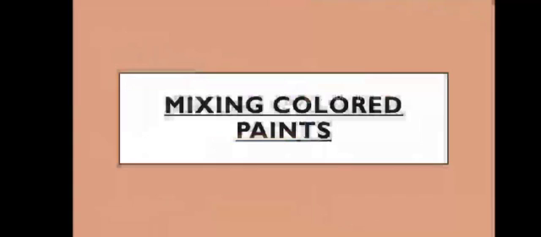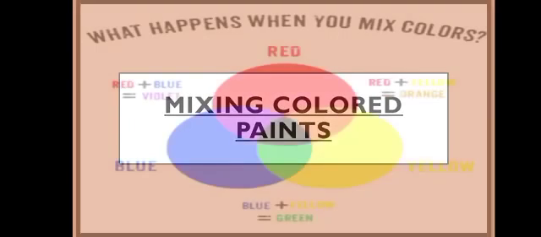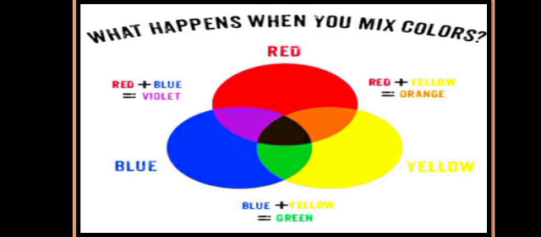Now we are going to study mixing colored paints. Chemicals which produce colors are called pigments. Paints, ink, and color crayons contain pigments. There are three primary pigment colors which are red, blue, and yellow. Using them, a wide range of other colors can be made. As you can see, when we add red plus blue, it will form violet or magenta color. Blue plus yellow will form green color, and red plus yellow will form orange color.